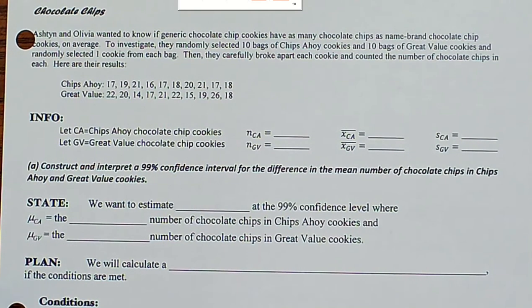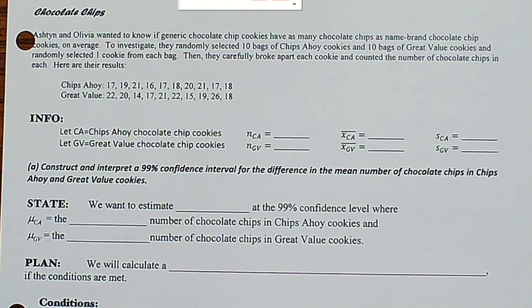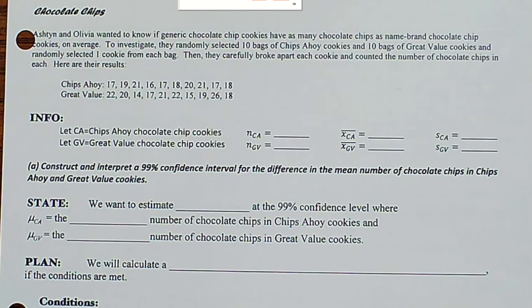Friends, today we're going to look at doing inference on a difference in means. We're going to start with a confidence interval, and then we'll look at a significance test in the next video. We're going to take this chocolate chips problem. You have this worksheet. We're going to start like we do in reading and pulling out important information.